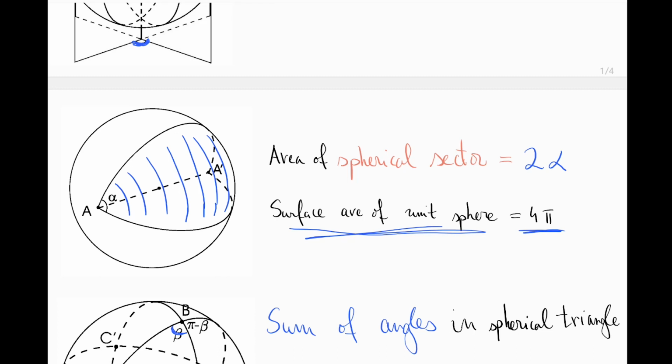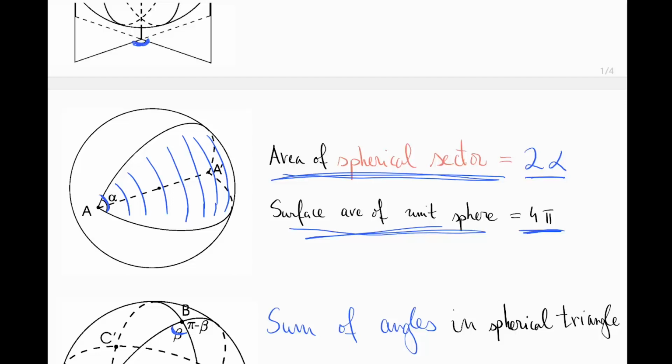So if the 2 pi angle gives you a 4 pi surface area, if the surface area is proportional to the angle, then the area of a spherical sector of angle alpha has to be 2 times alpha, right? And also, as I said, if alpha is equal to 2 pi, then you recover the full surface area of the unit sphere. Okay, so now you know what the spherical sector is and how you compute its area.